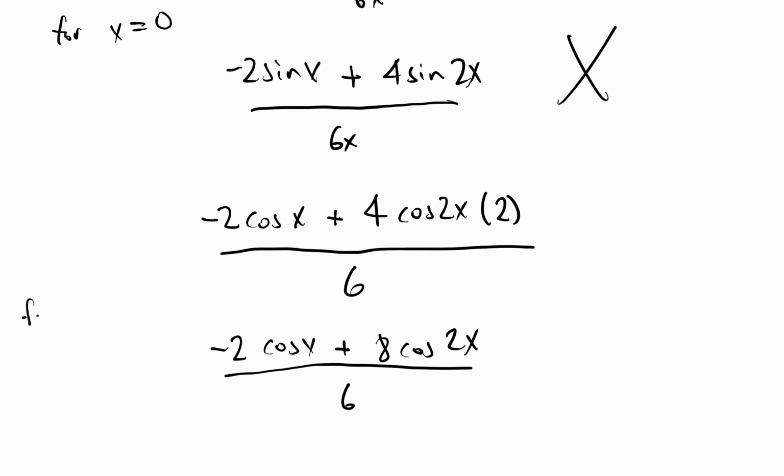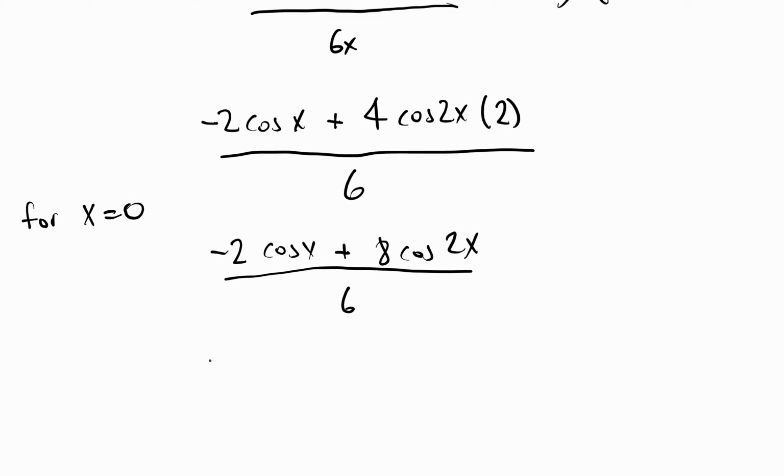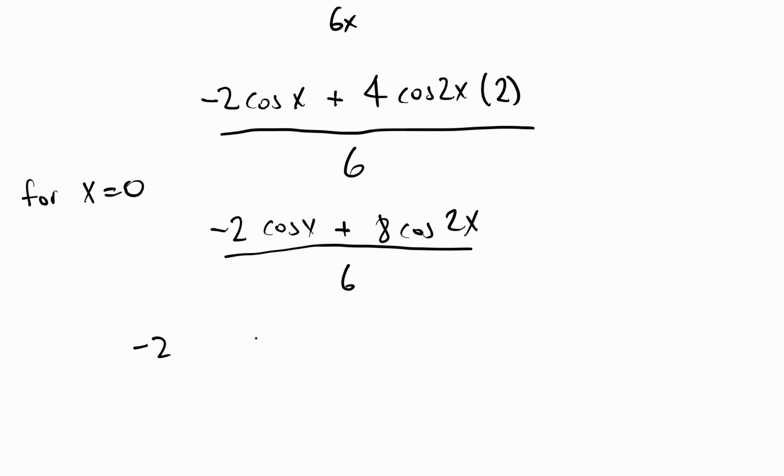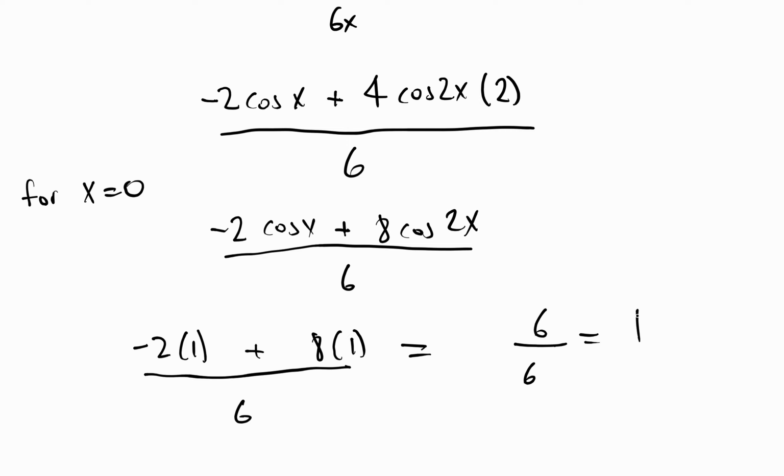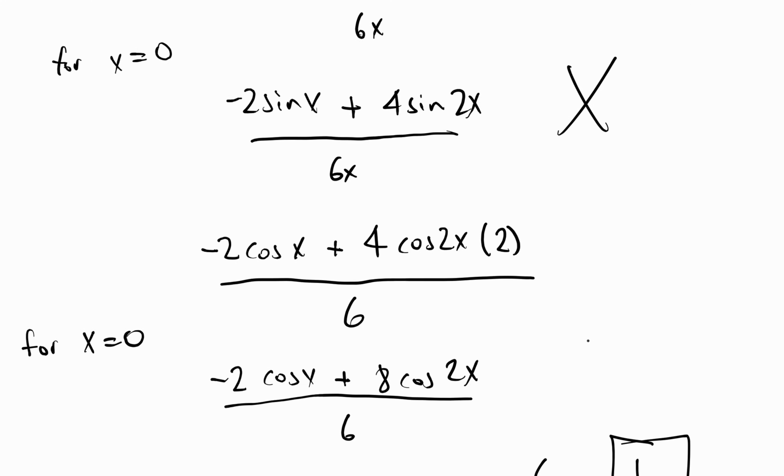Now when I put in x equal to 0, what do I get? I get negative 2 times cos 0, which is 1, plus 8 times, again 2 times 0 is 0, so cos 0, which is 1, and this whole thing over 6. That gives me 6 over 6, otherwise 1. And that is the answer to this question.